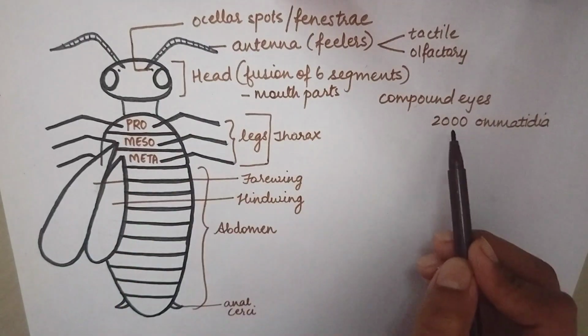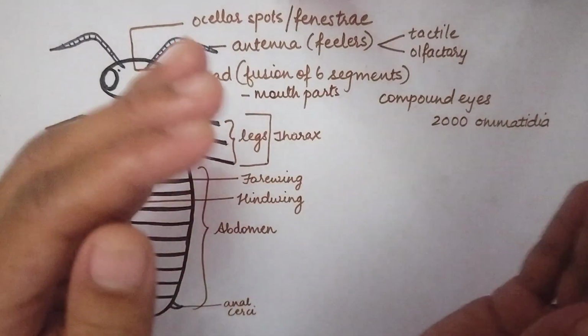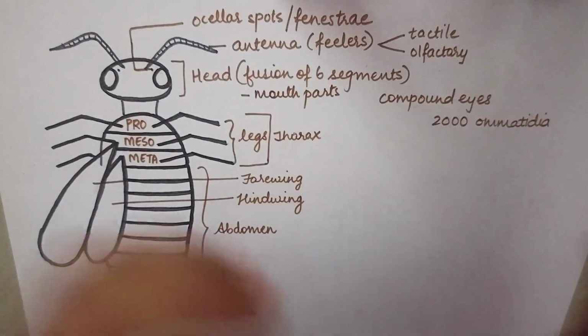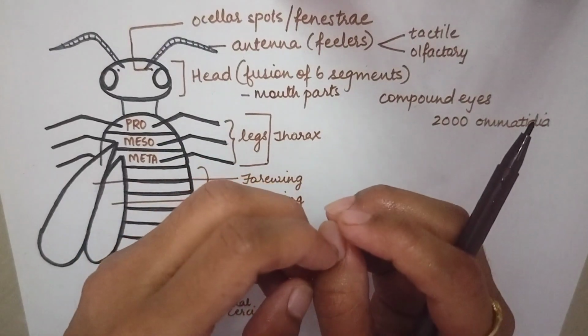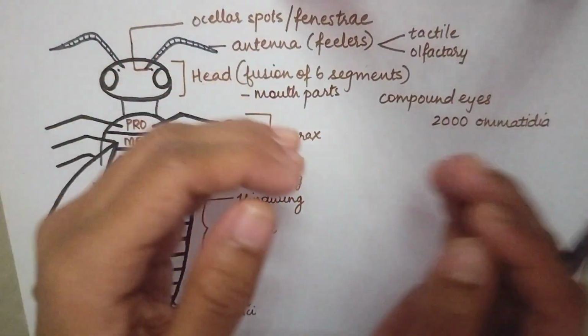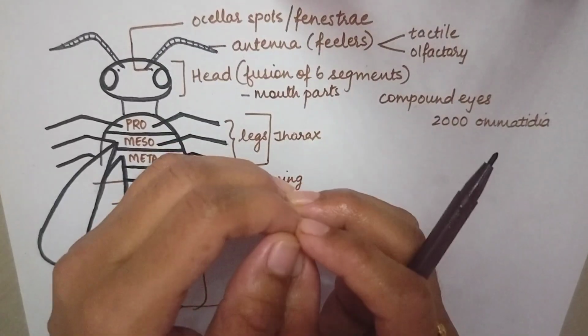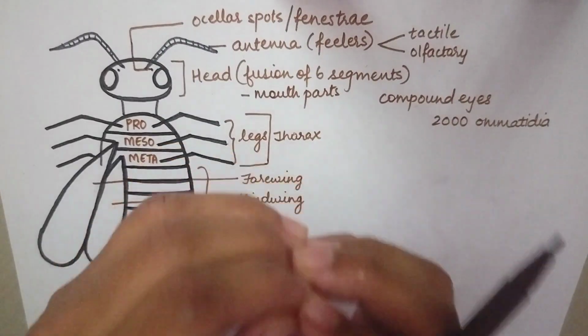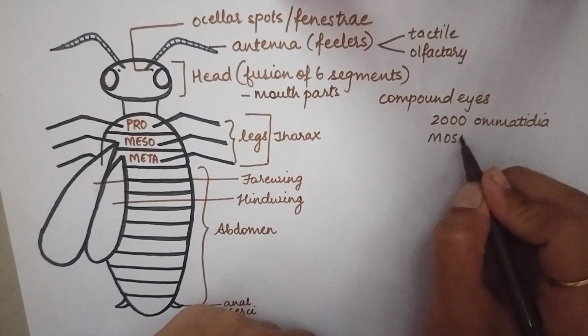Now one segment will form one image. In this way, many images are formed. So how does the cockroach see? All these images combine together and it has a blurry image. What is this blurry image called? It is called a mosaic image.